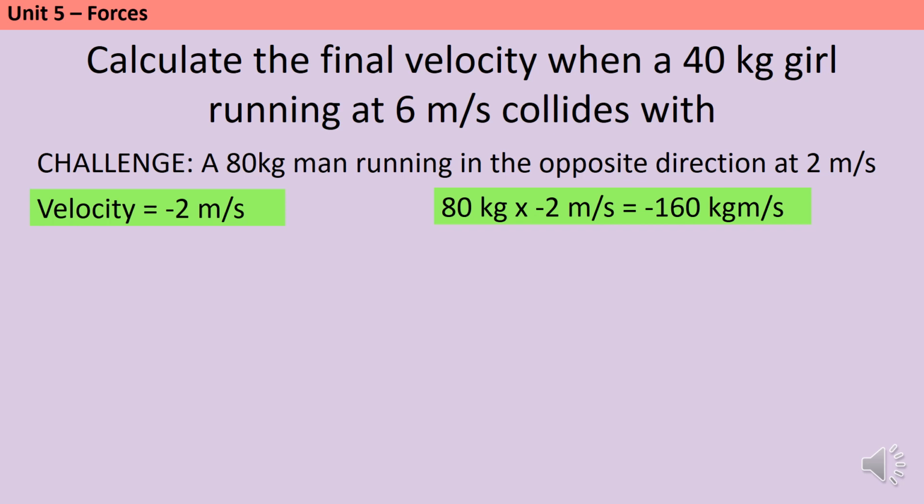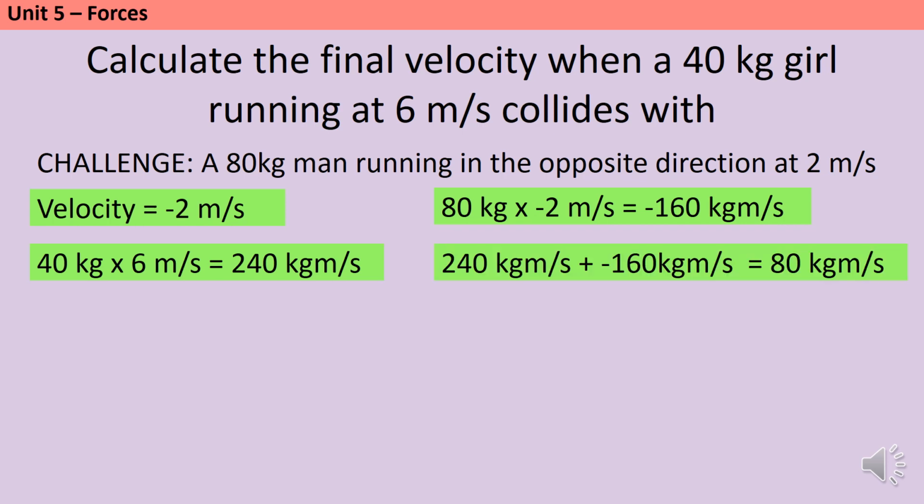So whereas in the previous examples we had stationary objects and so we worked out the girl and then we just added on 0, here we need to add on minus 160. So we've said already that the girl has a momentum of 240 kilogram meters per second, and if we add minus 160 to that, we get 80 kilogram meters per second. So now we need to split that momentum between the 40 kilogram girl and the 80 kilogram man. Together they weigh 120 kilograms, so 80 divided by 120 will give a final velocity of 0.67 meters per second.